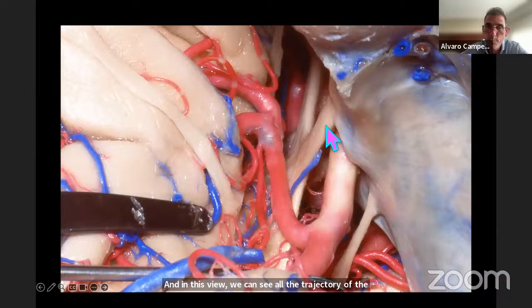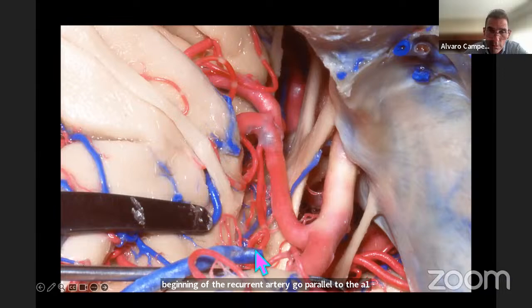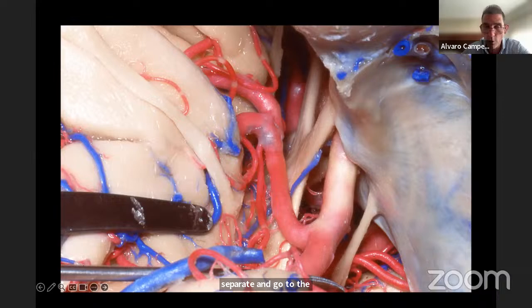So again, right optic nerve, right carotid artery, right third cranial nerve, the right bifurcation, M1, A1, ACom artery, A2 on the right side, A2 on the left side. So the beginning of the recurrent artery goes parallel to the A1, and at the level of the carotid bifurcation, it separates and goes to the anterior perforating substance.